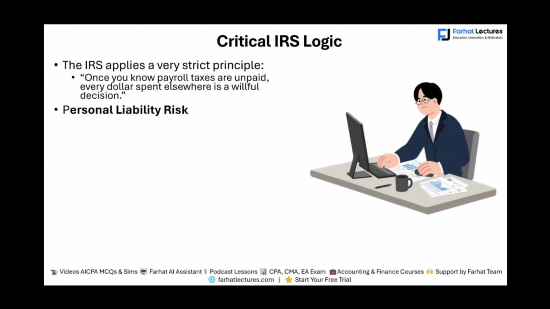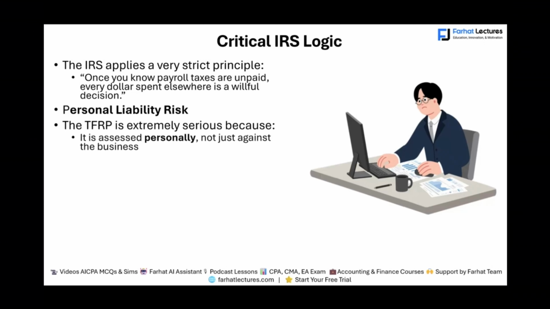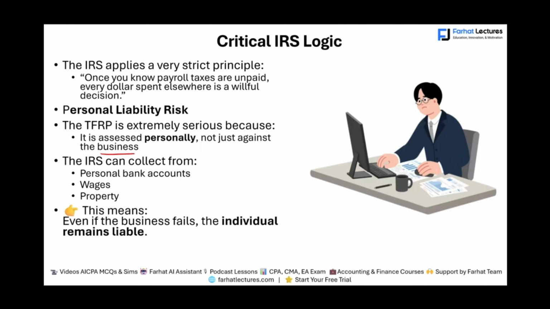And the personal liability risk is why you must take this issue extremely seriously. They want you to be personally responsible, not just the business. Now, obviously, the business would not be on good terms with the IRS, but you, as a person working there, knowing you are responsible, don't want to make that decision. You want to raise a red flag if this is happening. The IRS can collect from personal bank accounts, wages, and property. This means even if the business fails, the individual remains liable.